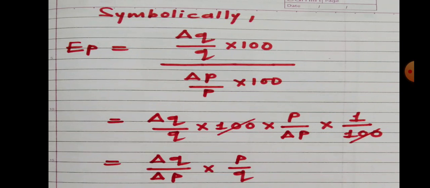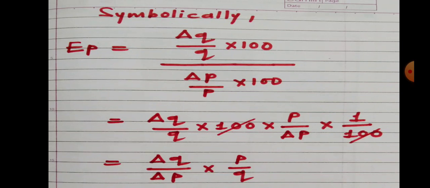Okay, so what is the first step? EP is equal to delta Q upon Q into 100 divided by delta P upon P into 100. So what happened in the next step? Delta Q upon Q into 100 into P upon delta P into 1 upon 100.